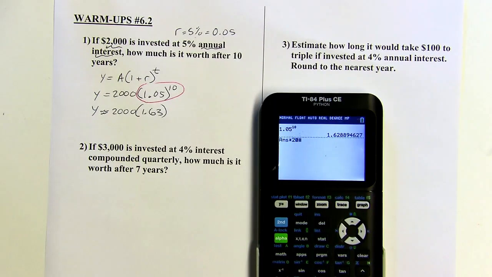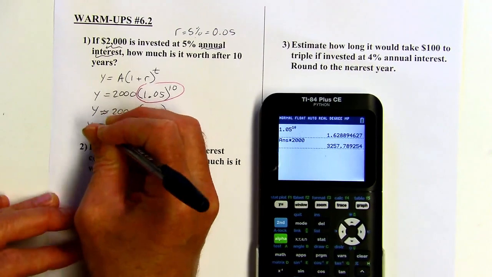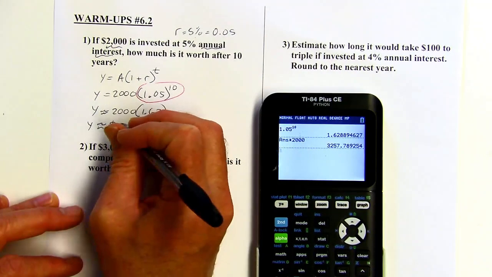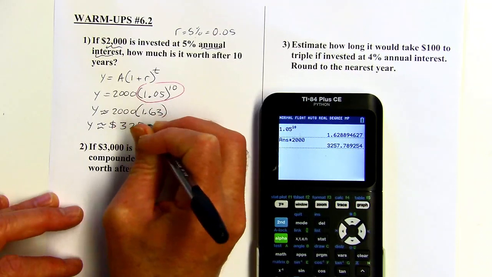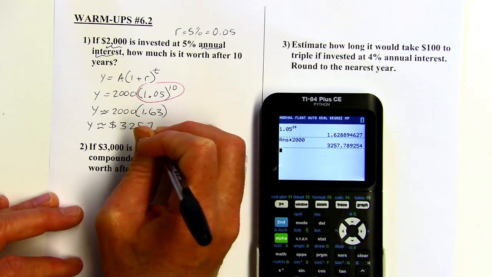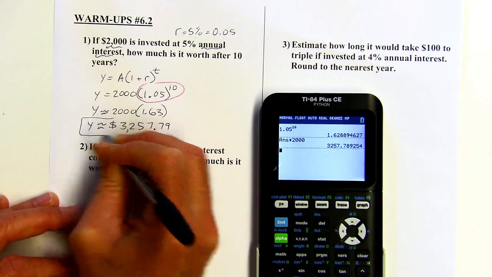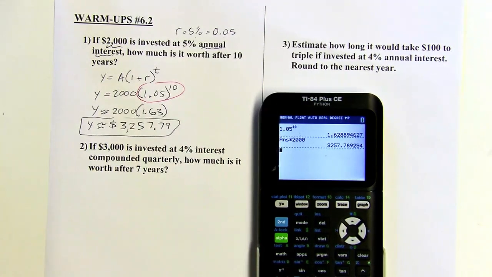But I'm going to multiply that decimal by 2,000, and here's what we end up with. And I'm going to round to the nearest cent always for money problems unless directed otherwise. So $3,257.79 is what we'd have. Okay?